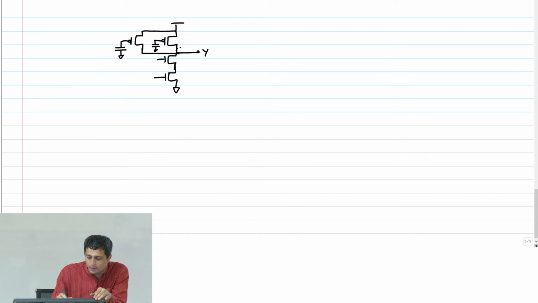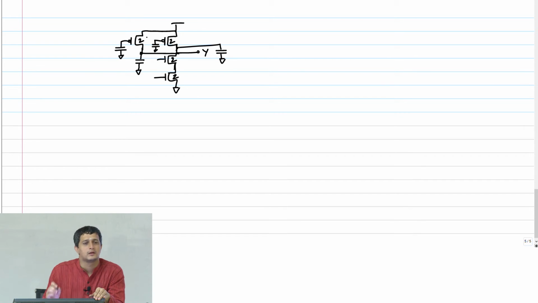Then I have a cap between the drain and ground for the PMOS. I have a cap between this drain and ground for this PMOS. So sizes, by the way, are 2, 2, 2, right? So what are the capacitances now in terms of C? All of them are 2C. So this is 2C, 2C, 2C and 2C.